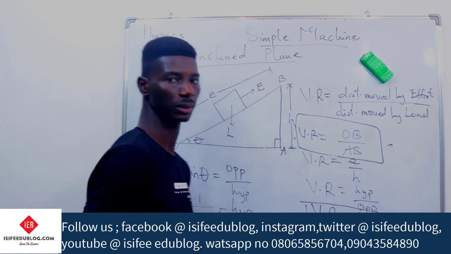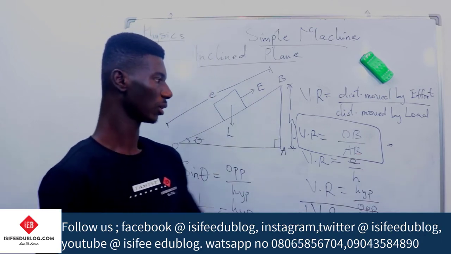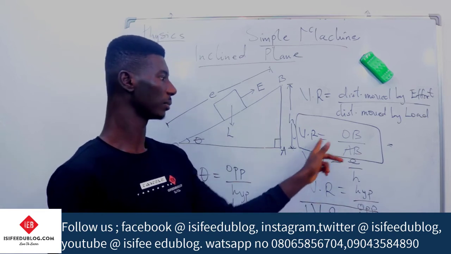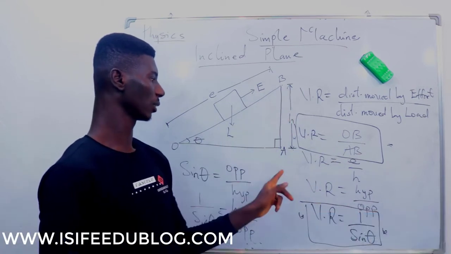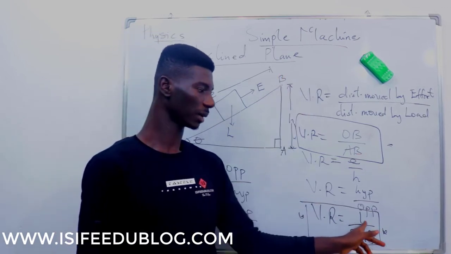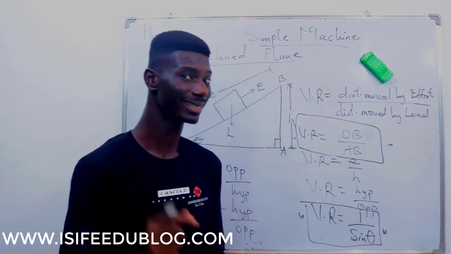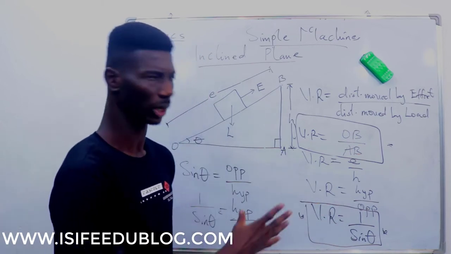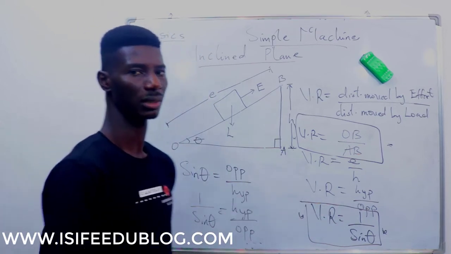Velocity ratio is also this. So take note of these two formulas in block. The velocity ratio can be OB, from here to here, over AB, or the velocity ratio can be 1 over sine theta, not sine theta, but 1 over sine theta, as I have proven. Okay, we are going to solve a question here to illustrate this.